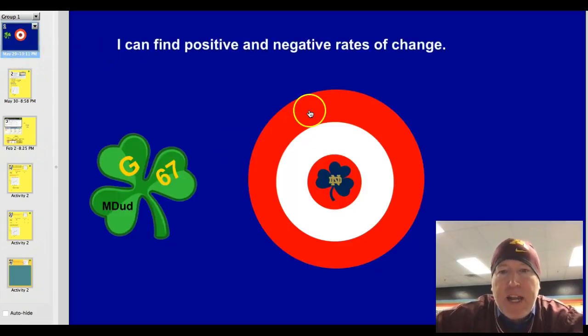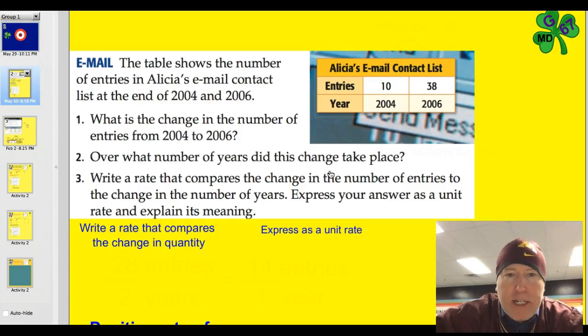All right, let's get to the official target today. I can find positive and negative rates of change. Let's do this thing. All right, let's take a look at this table here.